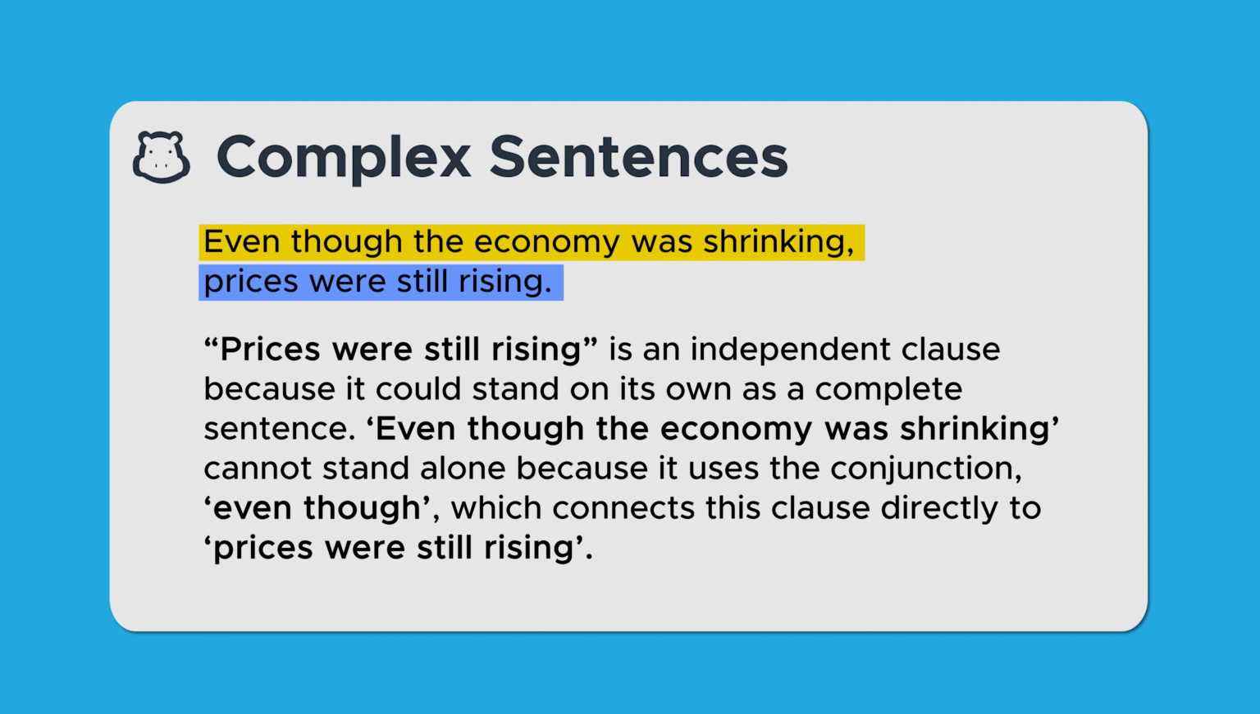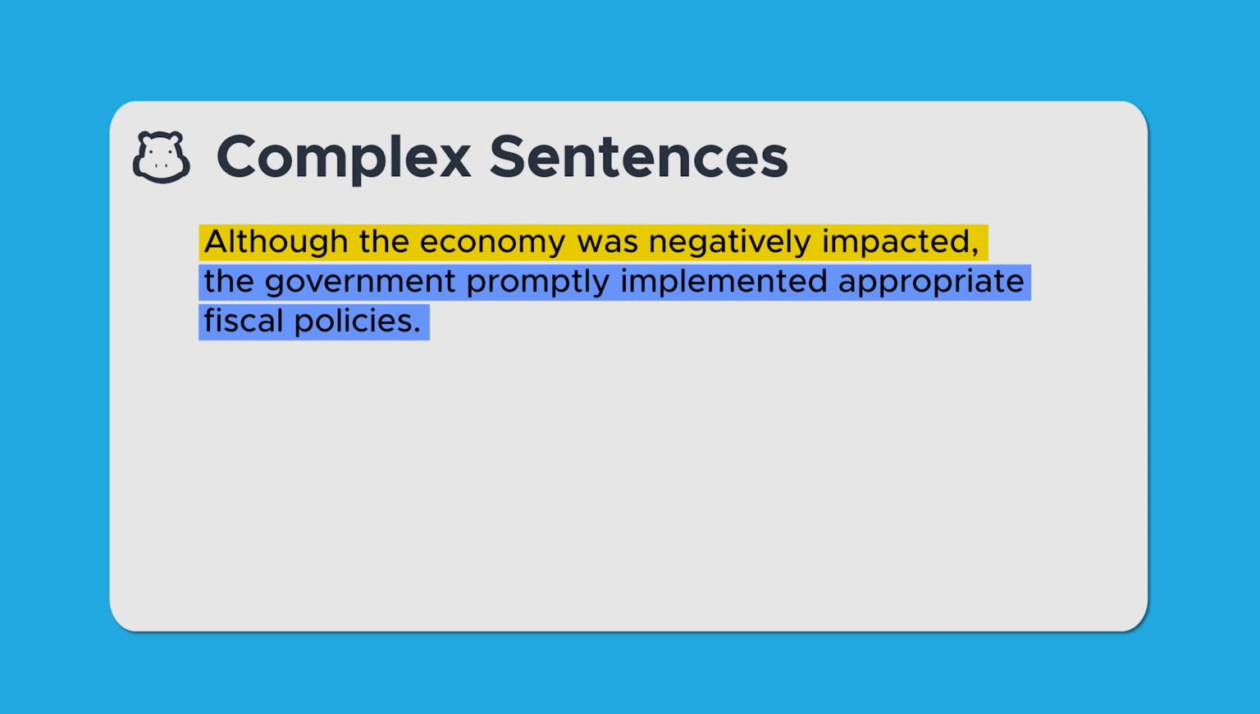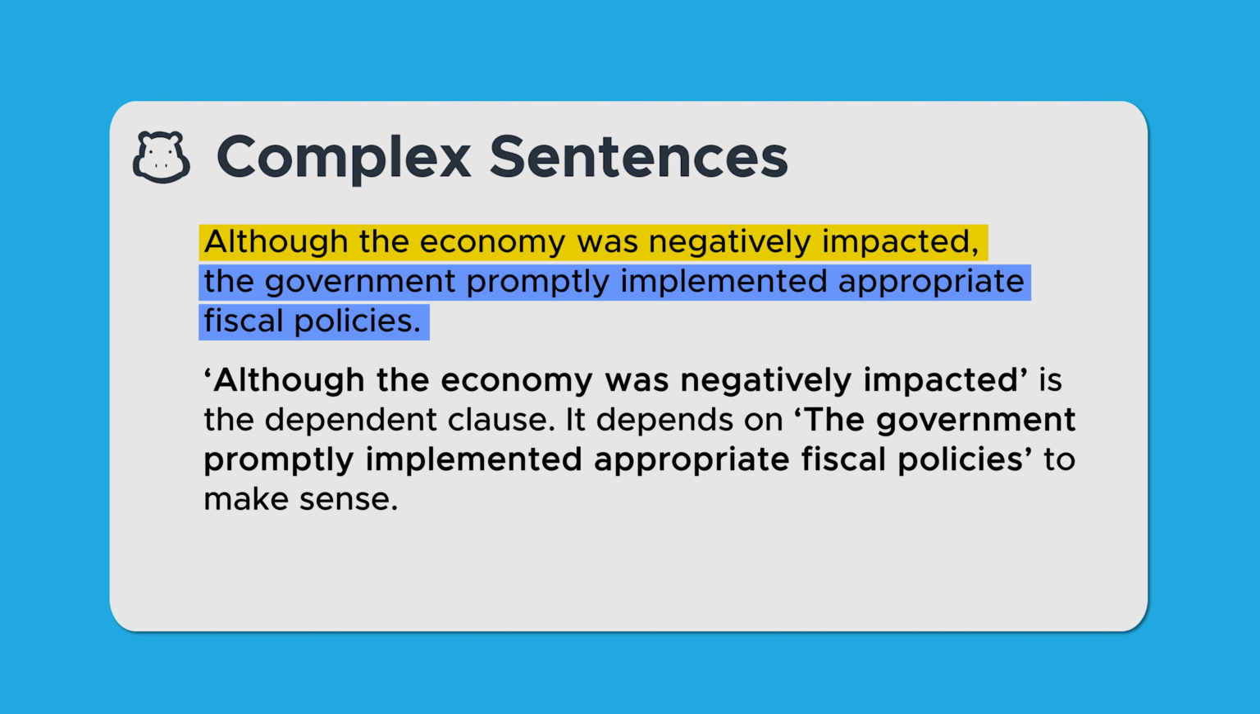Here are a few more examples where we've highlighted the independent and subordinate clauses. Although the economy was negatively impacted, the government promptly implemented appropriate fiscal policies. Although the economy was negatively impacted is the dependent clause because it doesn't make sense standing on its own. It depends on the government promptly implemented appropriate fiscal policies to make sense.